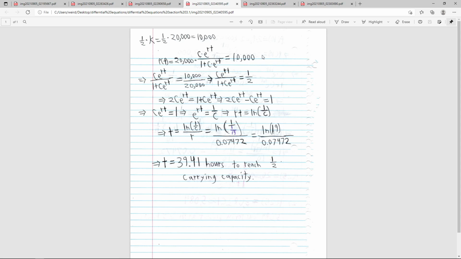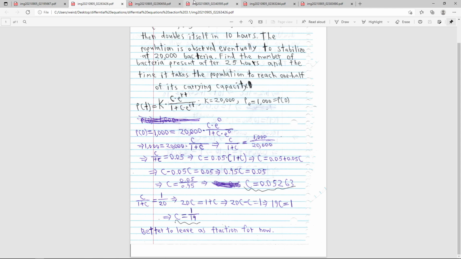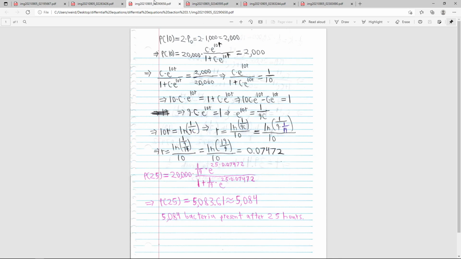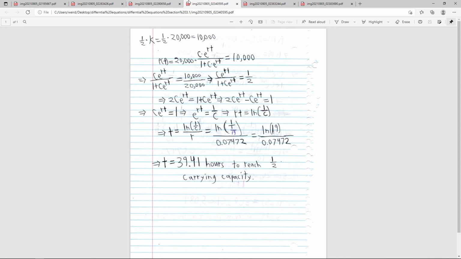And now the carrying capacity is the important part. So we want to find the time it takes the population to reach 1/2 of its carrying capacity. Okay, so that's 1/2 times K is equal to 1/2 times 20,000, which is equal to 10,000. So P at t equals 20,000 times C e to the RT divided by 1 plus C e to the RT, which is equal to 10,000. We want to find t, so I wait to plug stuff in till near the end, to keep things simple to rewrite. Because it still takes up a lot of space, but at least this way it's more manageable.